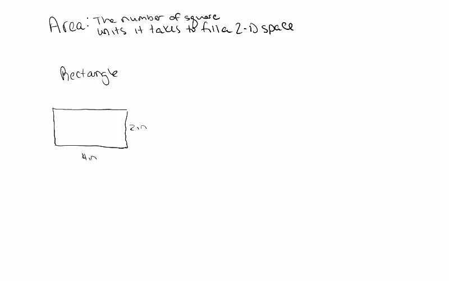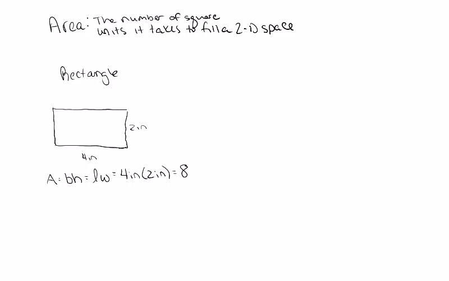You may remember that the area of a rectangle is base times height, which sometimes you'll see as length times width, either way. So we take the two sides, 4 inches, and we multiply it by 2 inches, and 4 times 2 is 8.